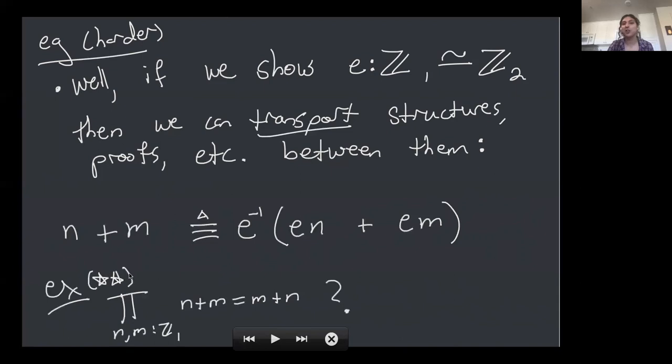And as a slightly trickier exercise, this one gets 2 stars. What happens to the proof of associativity? How would you transport a proof of associativity along this, or commutativity, or whatever I wrote down? How do you transport a proof of commutativity along this equivalence? It's worth thinking about.